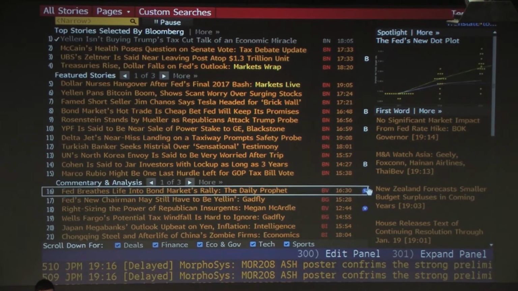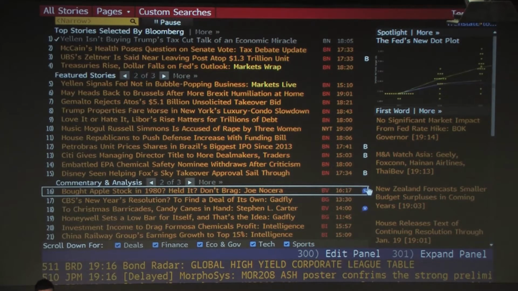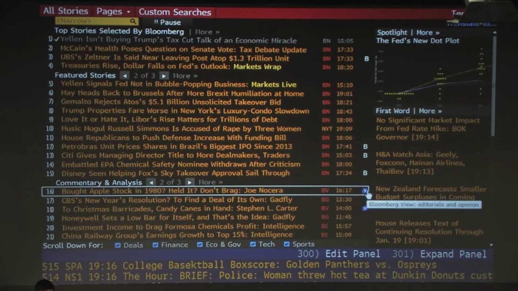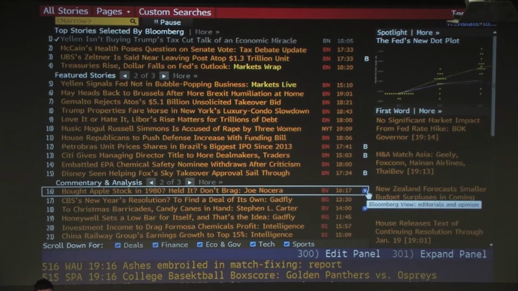And then you have the V. The V is a Bloomberg opinion. So it'll just tell you if it's a Bloomberg opinion if there's a V. It says editorials and opinions. So it's just something that Bloomberg does. So maybe you don't like Bloomberg news, or maybe you do want to look at Bloomberg news. There's a way to do that.